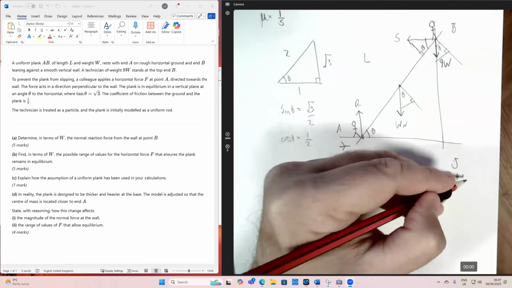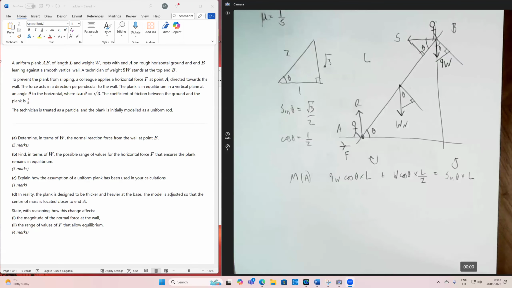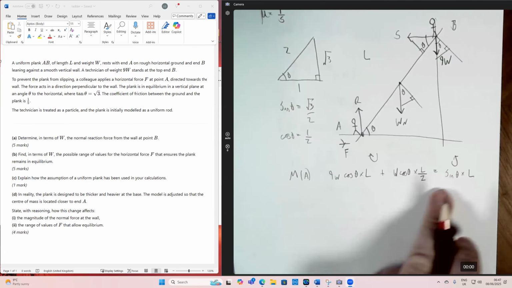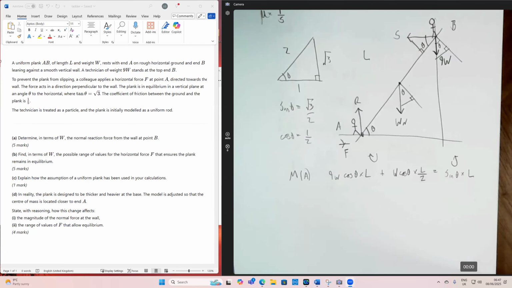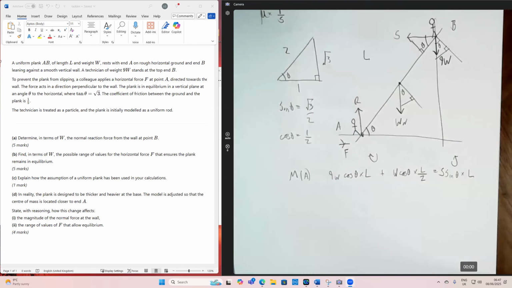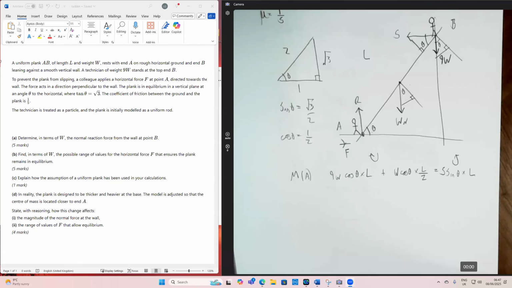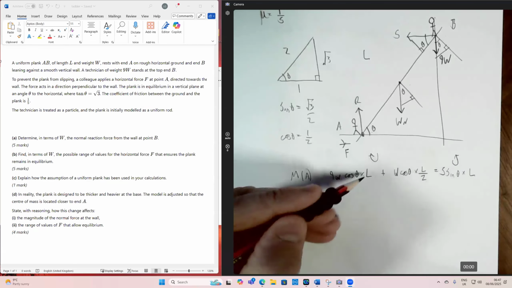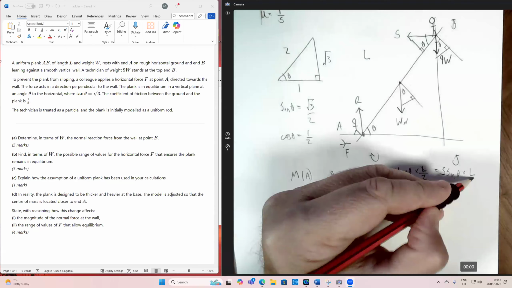And that's times by the distance, which is L as well. So we've got our first equation there, and this is perfect because when we substitute everything in here, we're going to be able to find out what S is. So that is going to be S sine theta times by L. Perfect. Well, L is common to all of these terms, so we can cancel out L.